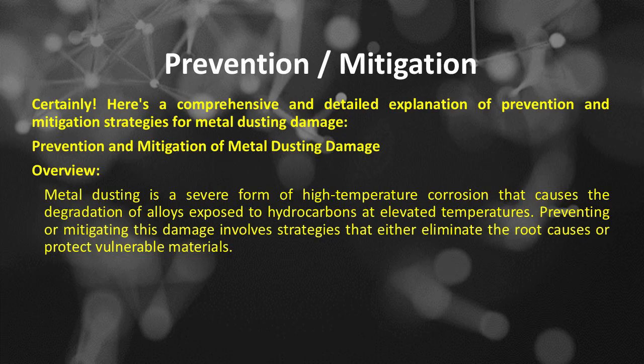Here's a comprehensive and detailed explanation of prevention and mitigation strategies for metal dusting damage. Overview: metal dusting is a severe form of high-temperature corrosion that causes the degradation of alloys exposed to hydrocarbons at elevated temperatures. Preventing or mitigating this damage involves strategies that either eliminate the root causes or protect vulnerable materials.